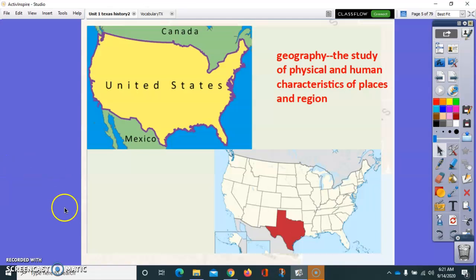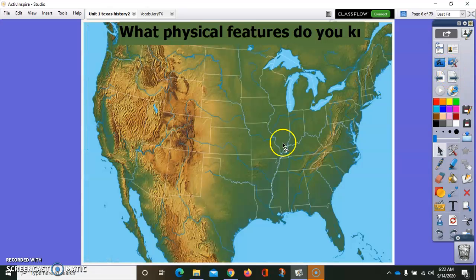All right, so here we have two maps, one showing the United States in relationship to Canada and Mexico, and then we have a map of the United States focused on the state of Texas. And of course, the state of Texas is where we live, and that's why we're studying it. Okay, so let's start here. What physical features do you see?